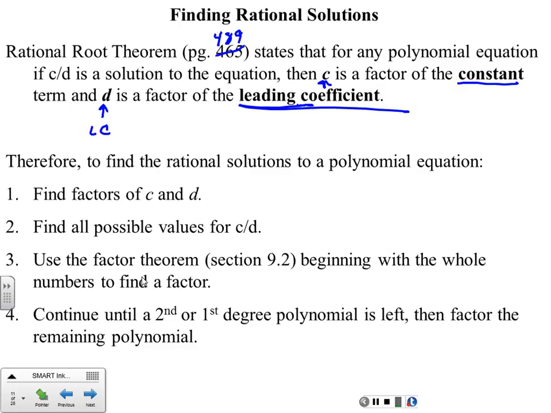And then you're going to use your factor theorem like what we were just doing, beginning with your whole numbers. The reason being is that the ones I'm going to give you are going to have whole number factors. So if you go through all your whole numbers and none of them work, you've done something wrong. Just a big hint. I'm not going to give you fractional factors initially. All right, and then step number 4, continue until a second or first degree polynomial is left, and then factor the remaining polynomial, and then solve.